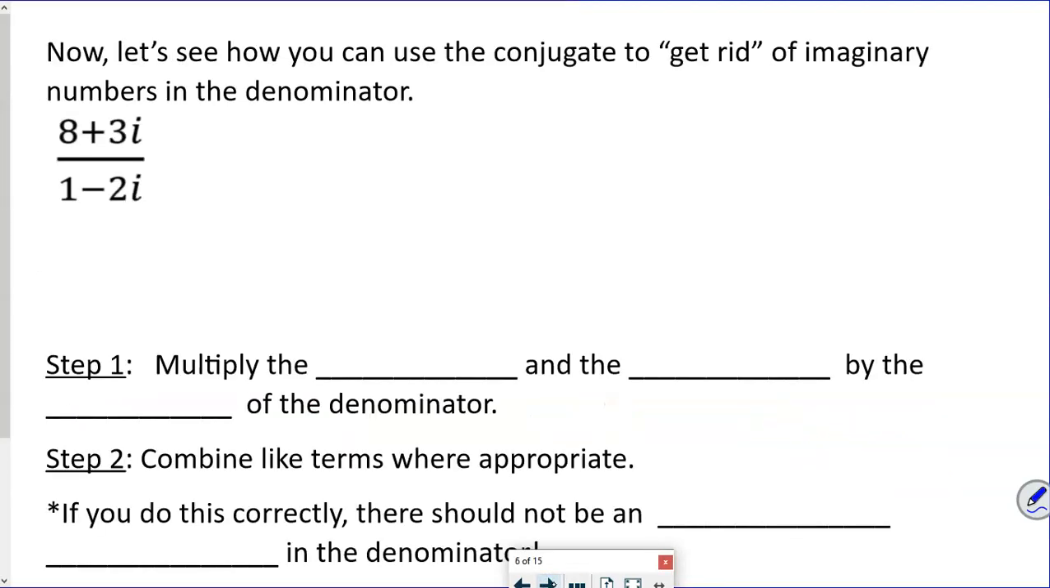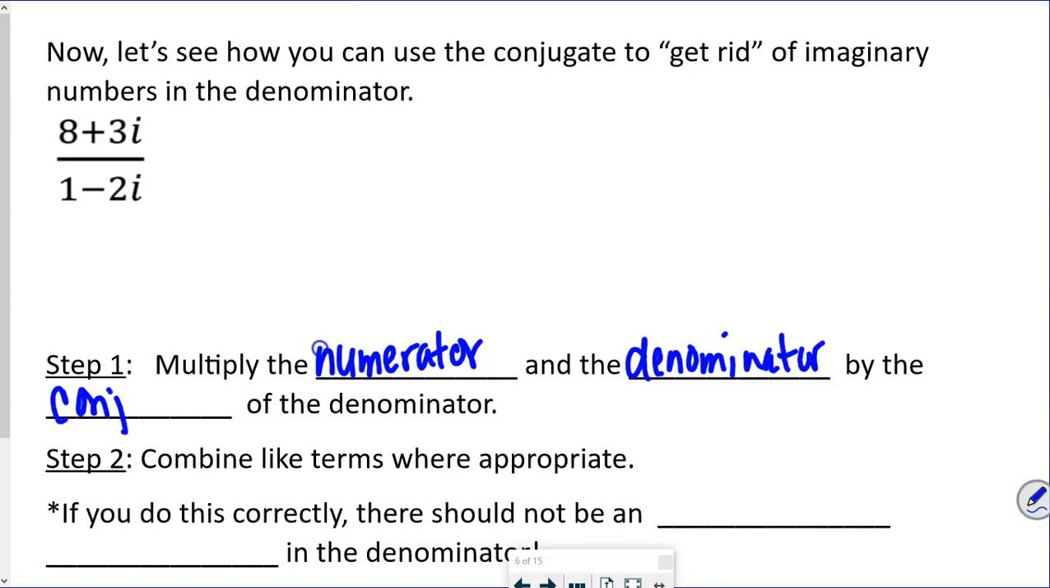So now, let's see how you can use the conjugate to get rid of the imaginary numbers in the denominator. So step 1 is that we're going to multiply the numerator and the denominator by the conjugate of the denominator. Okay, so we want to figure out what is the conjugate of the denominator. So this is 1 minus 2i, so we want to multiply by 1 plus 2i, okay? And remember, we're putting this over each other, okay?